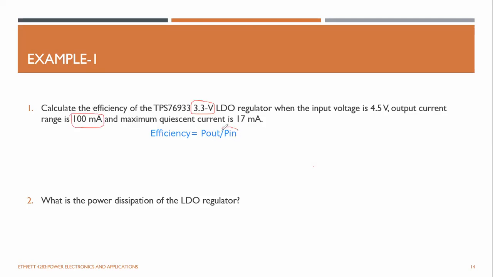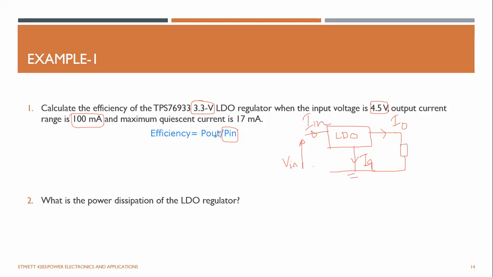And the input power is simply the input voltage times the input current. So this is the LDO, and this is the ground. So this is IQ, and this is I out, that goes to your load, and this is V in, and this is I in.